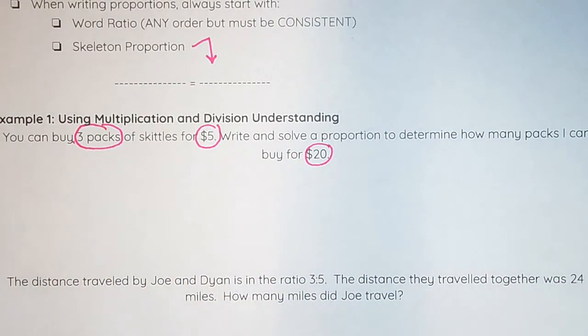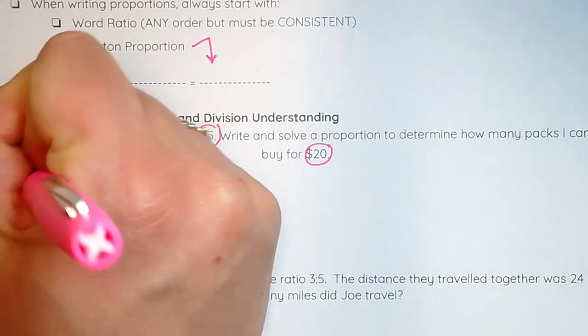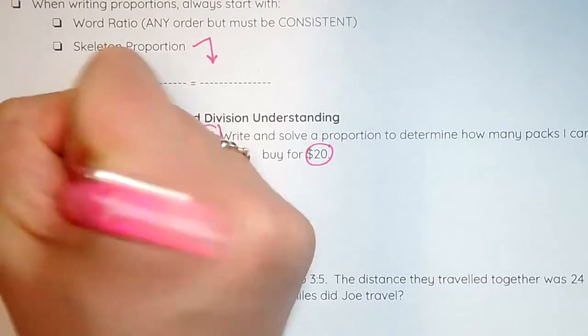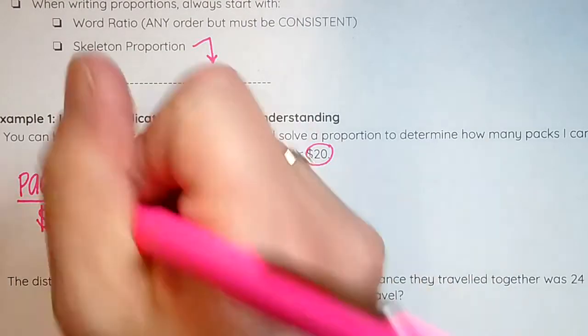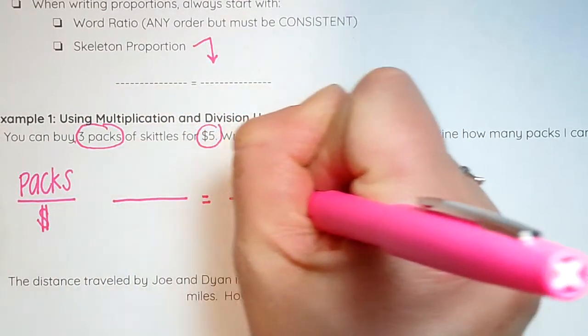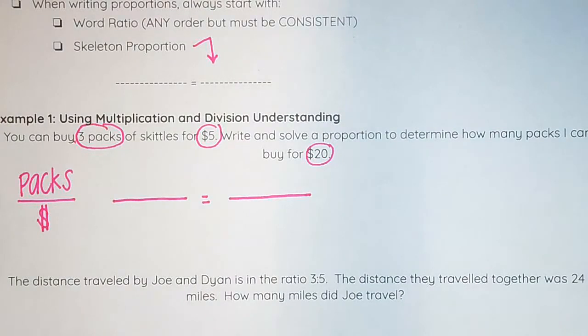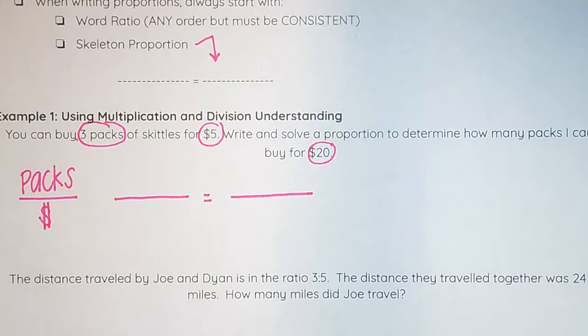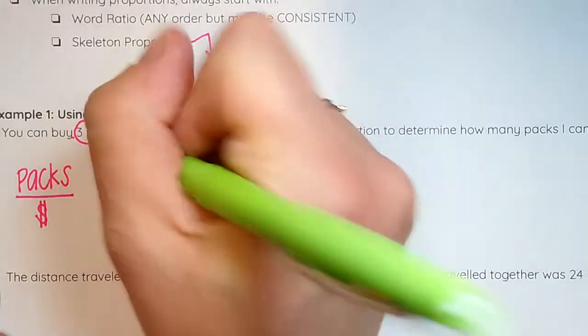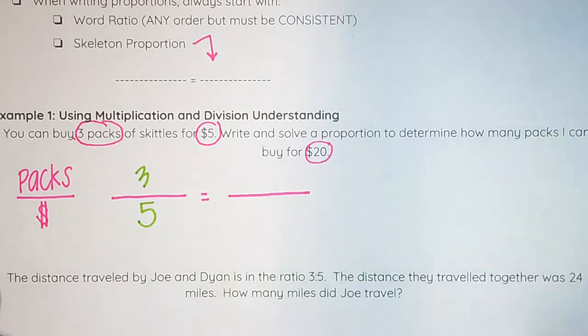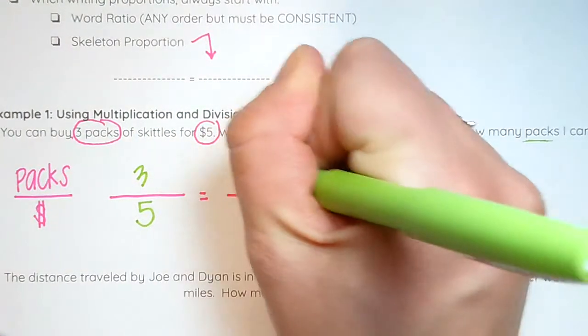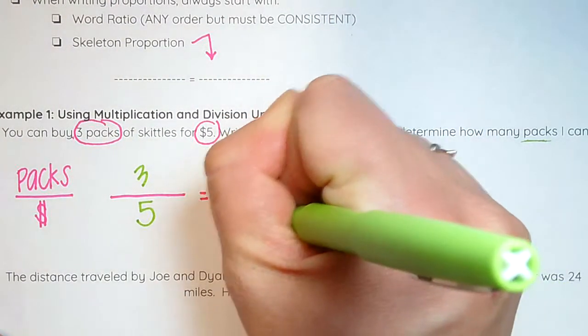So I'm going to start by setting up that word ratio, packs to money. Again, remember, we don't care which is in the numerator and which is the denominator this time, as long as it stays consistent throughout the entire problem. I set up my word ratio, my skeleton proportion, and now I can begin filling in. So my first ratio is 3 to 5, 3 packs to $5. And then in my second ratio, I don't know the number of packs. That is my variable, but I know I have $20.